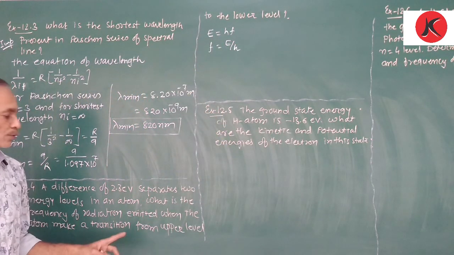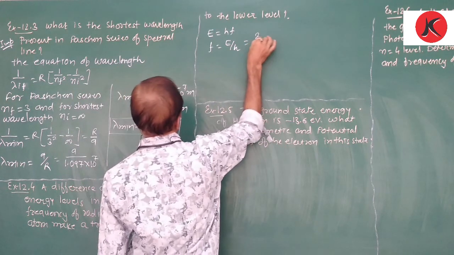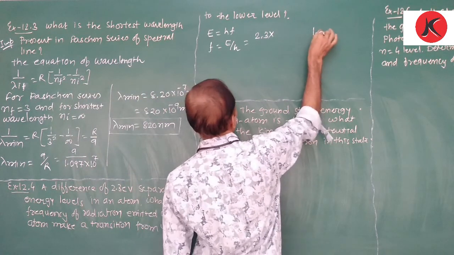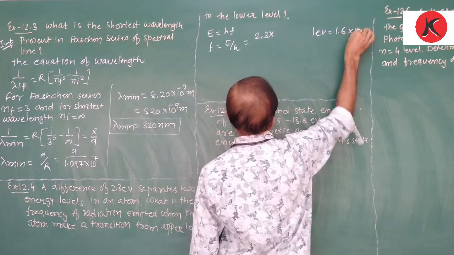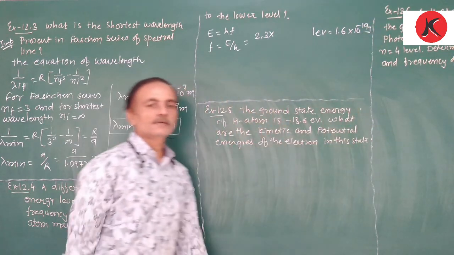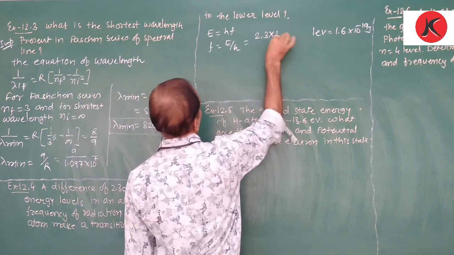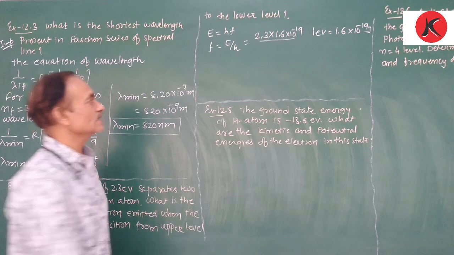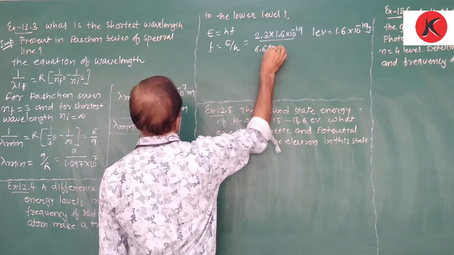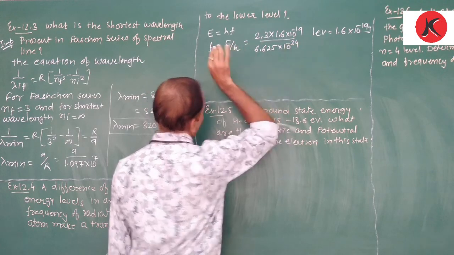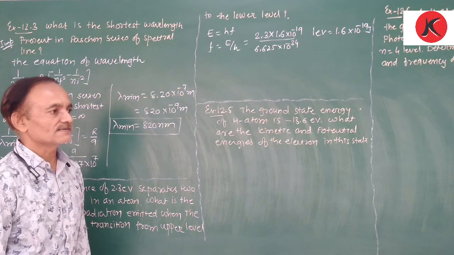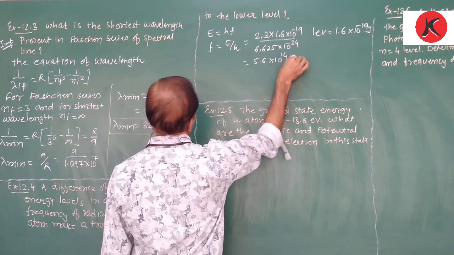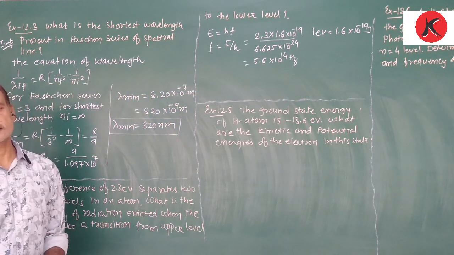E is given in electron volt, 2.3 electron volt. Convert into joule. We know that 1 electron volt is equal to 1.6 into 10 raised to minus 19 joule. We have to multiply the 2.3 with 1.6 into 10 raised to minus 19, divided by Planck's constant 6.625 into 10 raised to minus 34 joule second. As we simplify it, we obtain 5.6 into 10 raised to 14 hertz.